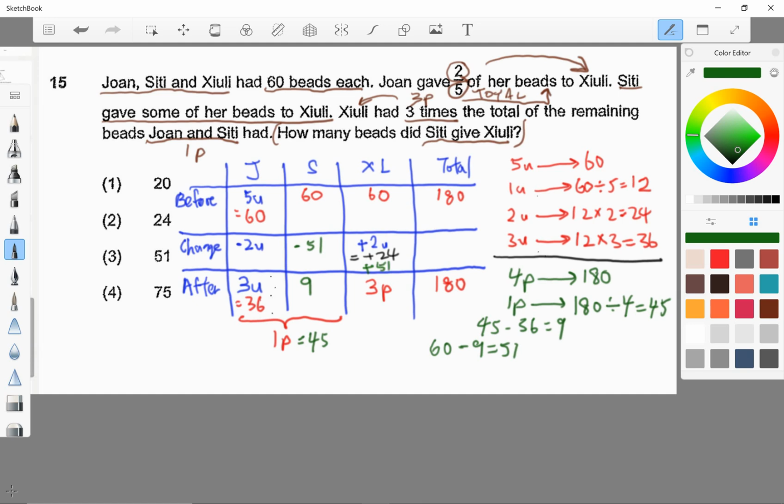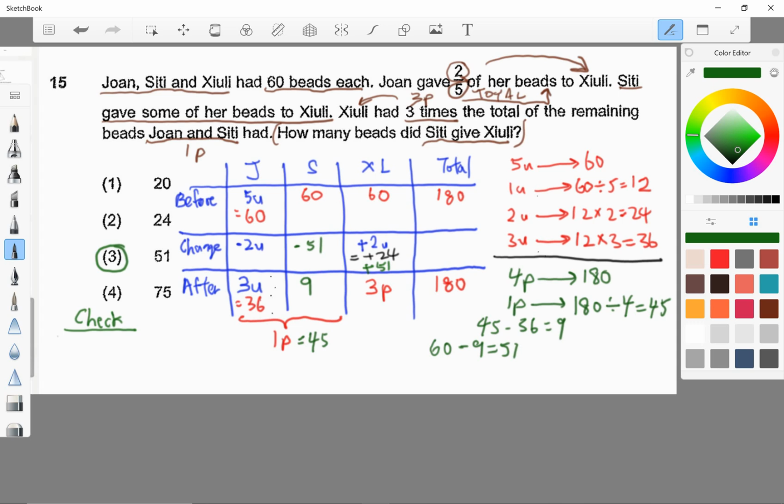And since 1 part in the end is 45, now we are doing our checking. We've already found the answer. The answer is none other than option 3, which is 51 bits given by CT. But I would like to check my answer because I want to be very certain that my answer is correct in the exam. So checking time.